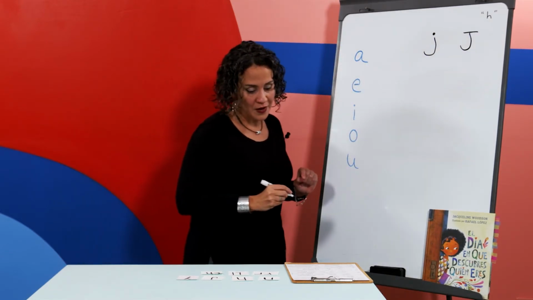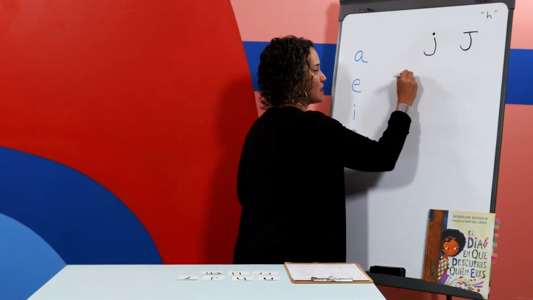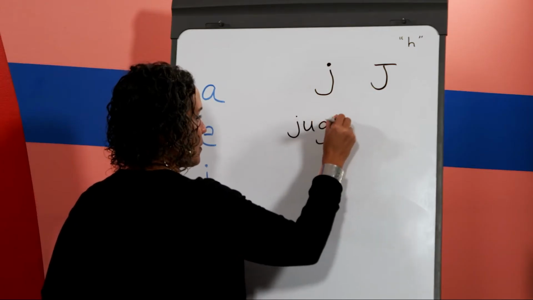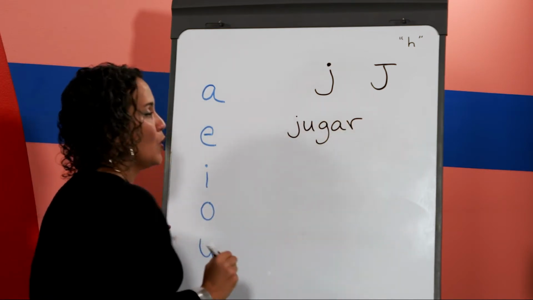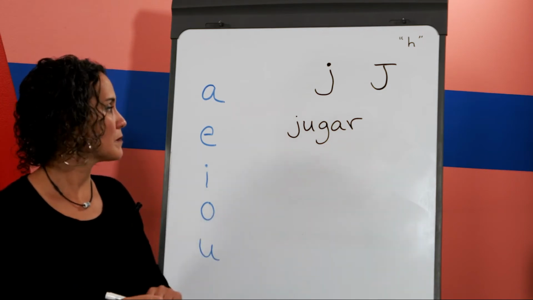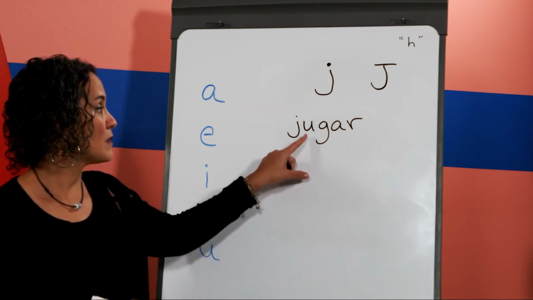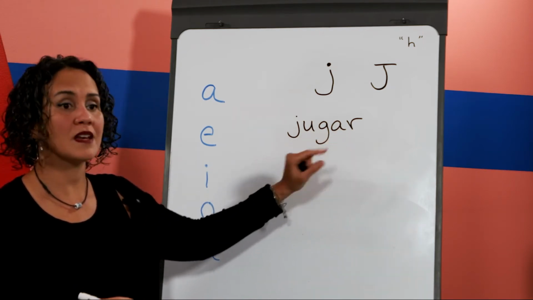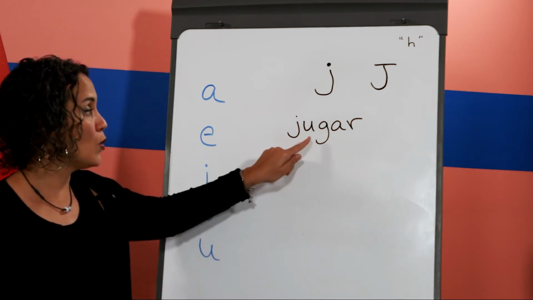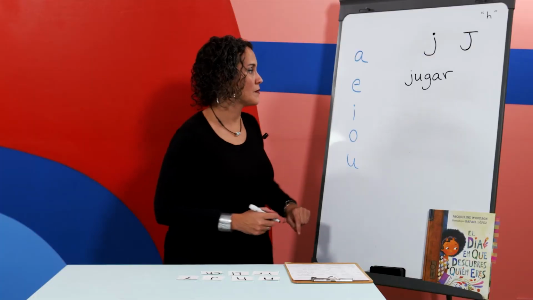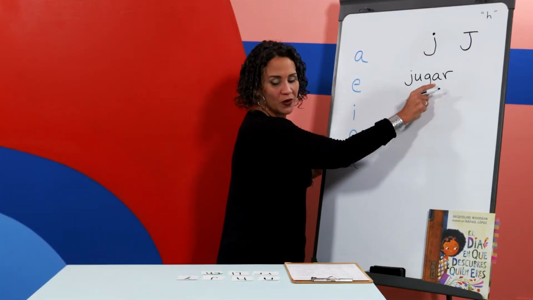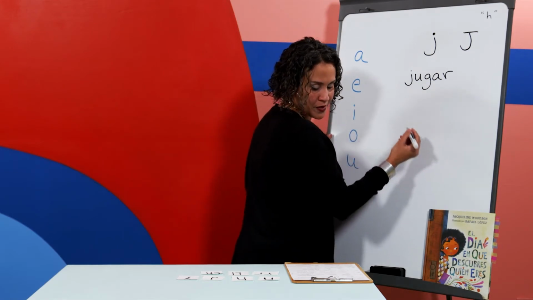So if I write the word, and this one is in the book, jugar is to play. Jugar. Remember, those vowels are going to sound the same wherever I put them. So that's U and that's A. Jugar. I didn't say jugar with a hard J, right? So jugar. Let's see another word.